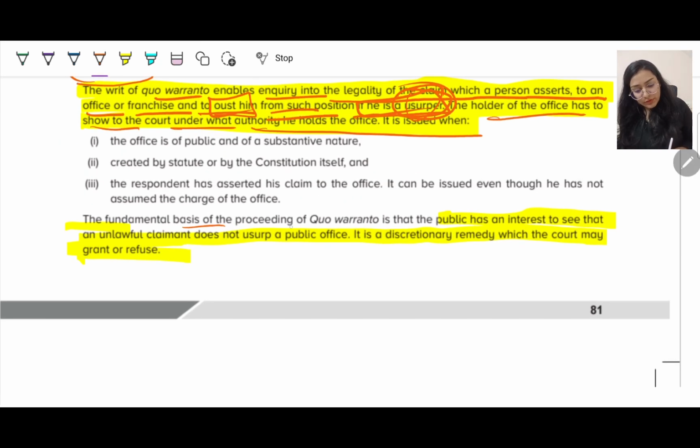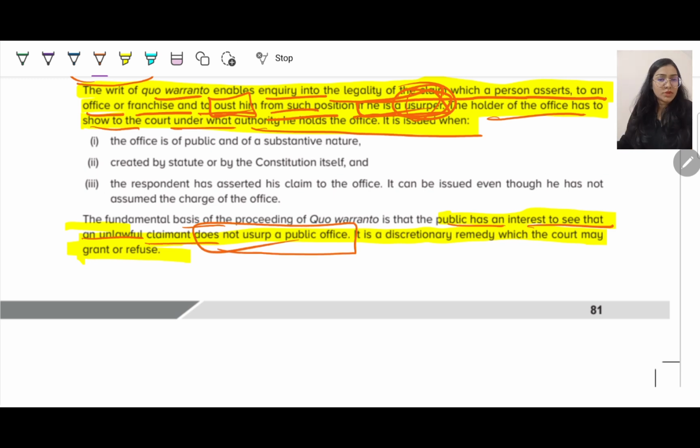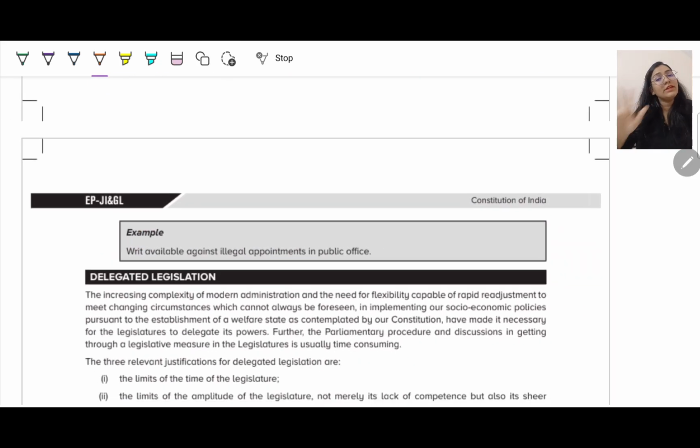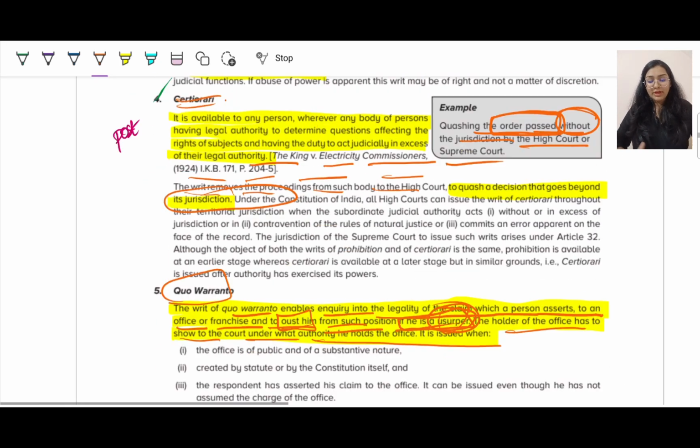The fundamental basis of a proceeding of quo warranto is that the public has an interest to see that an unlawful claimant does not usurp a public office. Fine. Any unlawful person is not coming and using that public office. It is a discretionary remedy again, which the court may grant or refuse. So these are your 5 types of writ petition. I tried to revise it as much in a short time as possible. So you have 5 types of writ petition and 2 articles to remember, Article 32 and Article 226. Fine. 5 types of writ petition.